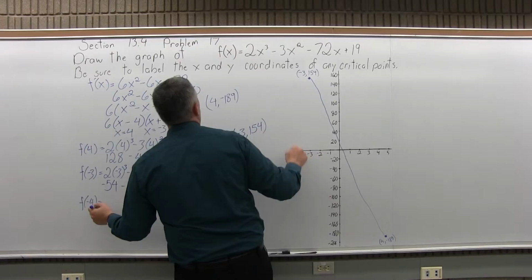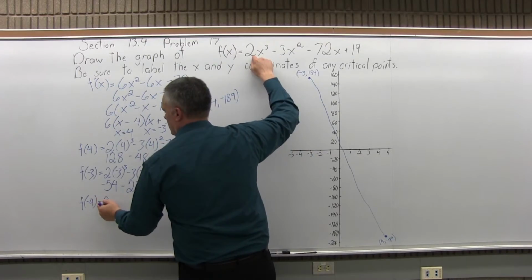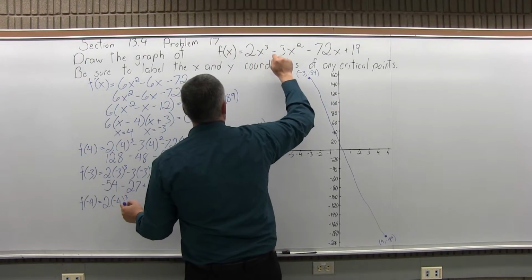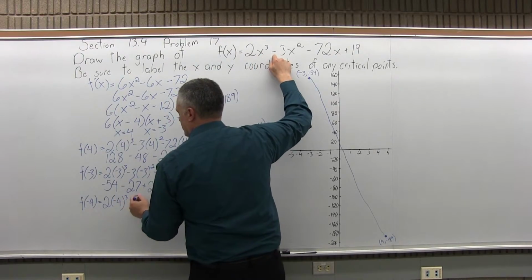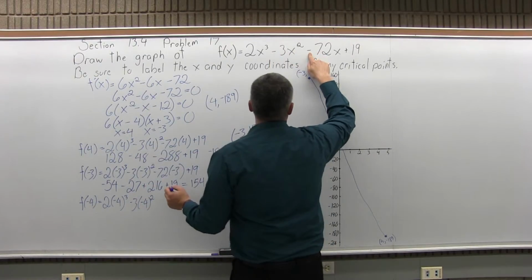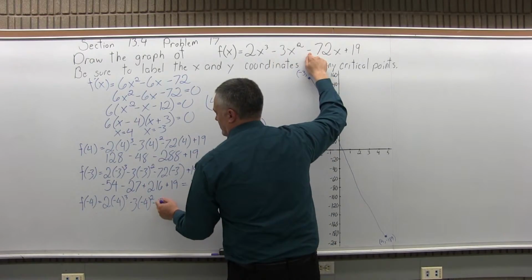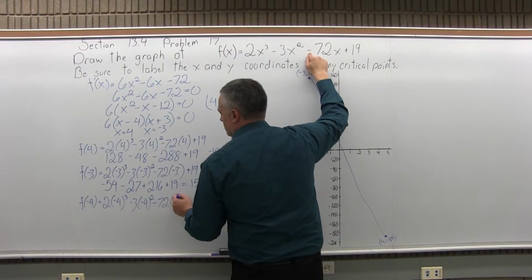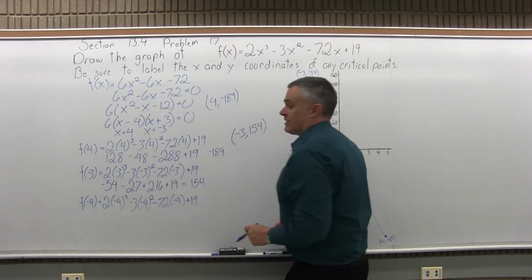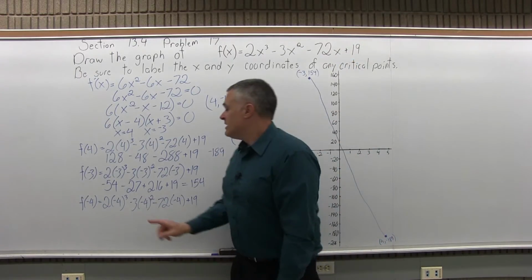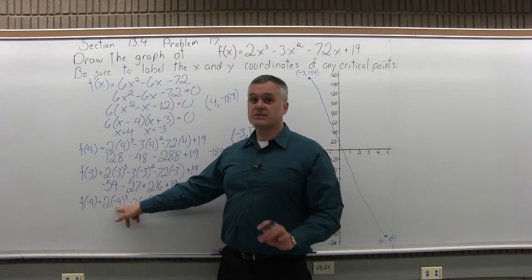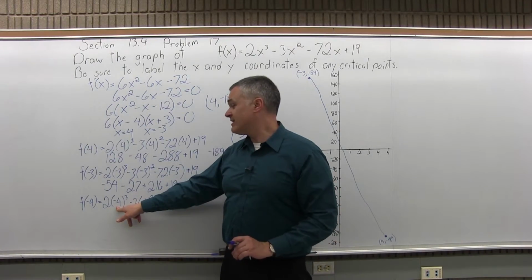F of -4 is 2x cubed, which is 2 times -4 cubed, minus 3x squared, which will be minus 3 times -4 squared, minus 72x, which will be minus 72 times -4, and then plus 19. Now I'm going to be especially careful with the negatives. Start off with -4 to the third power. So -4 times -4 times -4 again is -64.